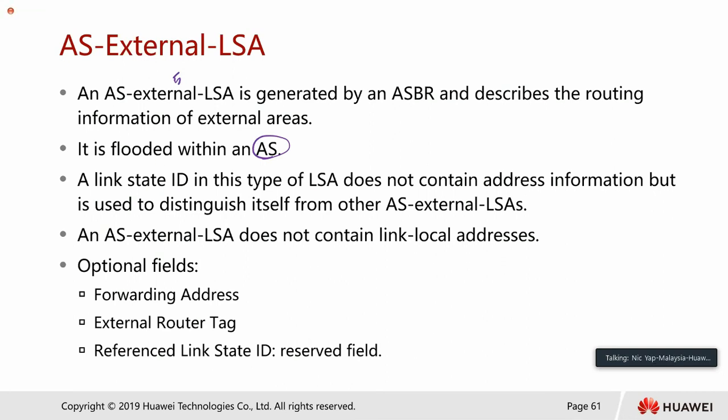The link state ID of this type of LSA does not contain address information, but is used to distinguish itself from other AS external LSAs. This is a unique ID again. And they do not contain any link-local address because this one is global. I do not share just into the link, I share to everybody. So they do not have any link-local addresses. Under the optional fields, they have a forwarding address, an external route tag, and also a reserved field on the reference link state ID. The link state ID information is reserved. Okay, so in this case, this is the optional information they added in.